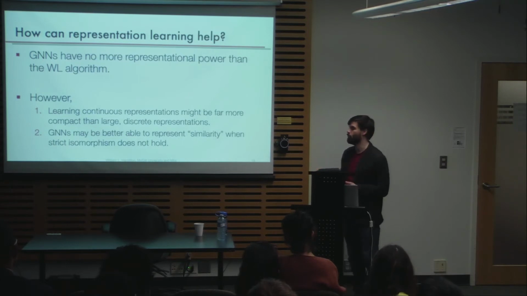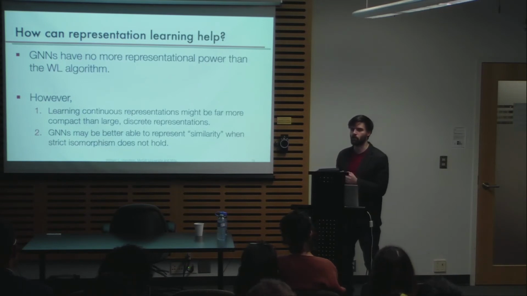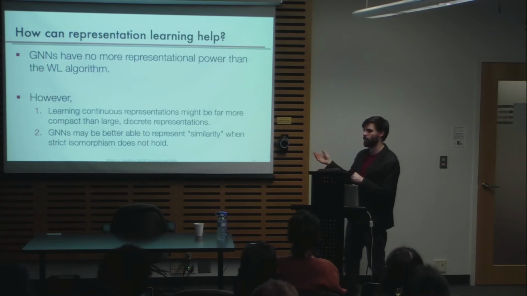and graph neural nets may also, as an open question, be able to represent similarity in a fuzzy sense better. So we're talking about strict, are these graphs the same or not? But maybe in terms of kind of fuzzier versions of similarity between graphs, we get benefits from the representation learning. I would say the jury's still out on that, and some of the results I'll talk about today are actually somewhat negative.